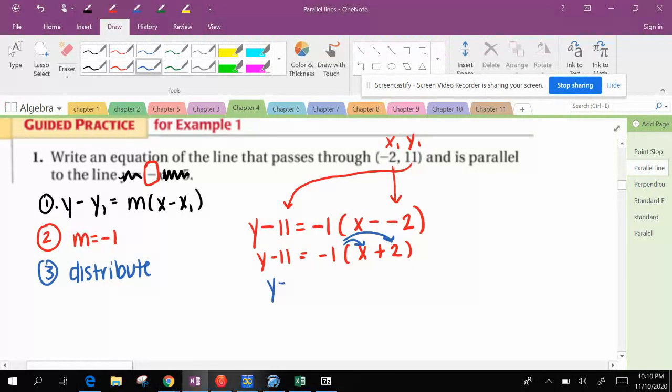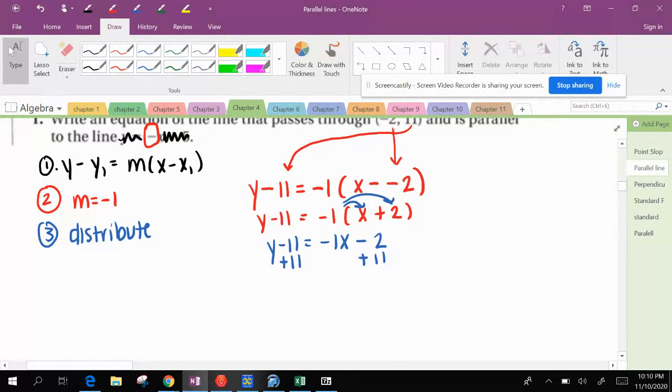The -1 is being distributed inside the parentheses, so I have -1x minus 2. Combine like terms, so I add that 11 over to the right side. I have y equals -1x plus 9. And we don't have to put the 1 there. You could put just the -x. That's fine too.